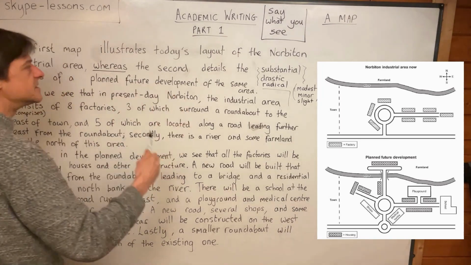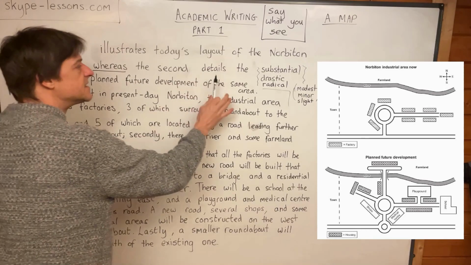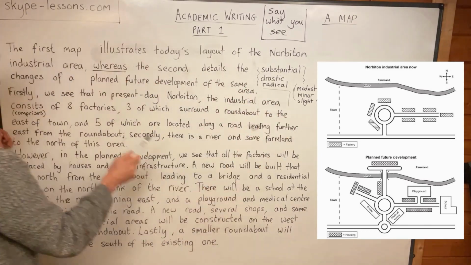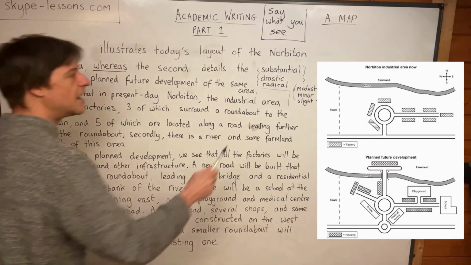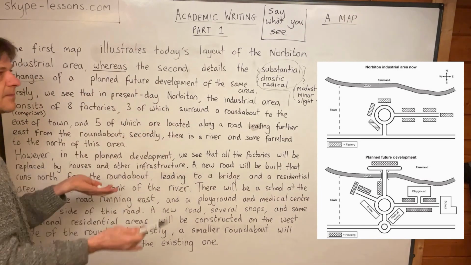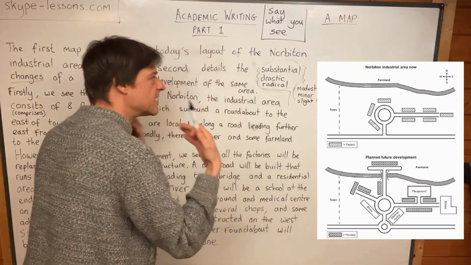Whereas the second map, but we can use ellipsis here, the second details the substantial, the drastic, the radical changes. Now, I've used these words because there are so many changes in the two maps. We're going to completely tear down the factories and we're going to build houses.